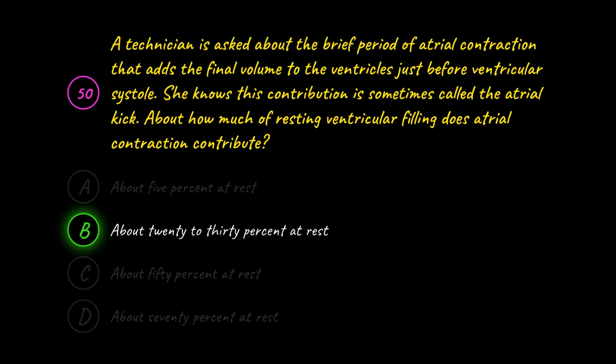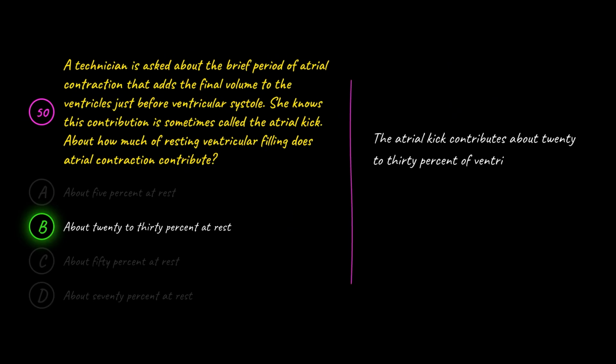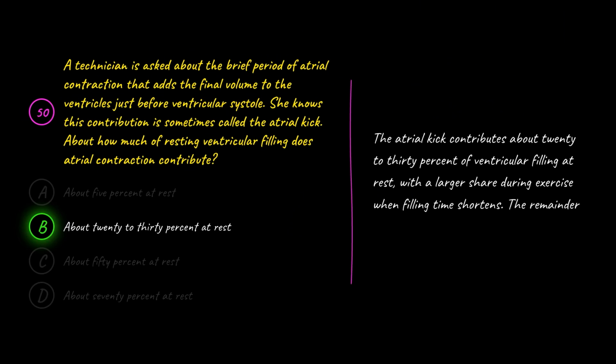The correct answer is B. About 20 to 30% at rest. B is correct because the atrial kick contributes about 20 to 30% of ventricular filling at rest, with a larger share during exercise when filling time shortens. The remainder of filling occurs passively as ventricles relax during early and mid-diastole.